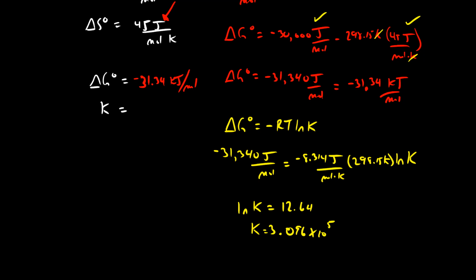Okay, and hopefully this makes sense to you. We have an equilibrium constant that's very large, right? So it's 3.096 times 10 to the fifth.